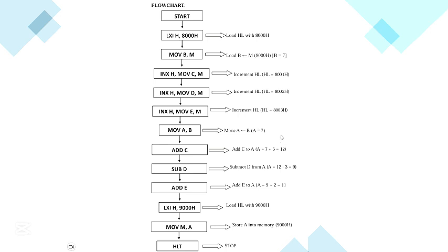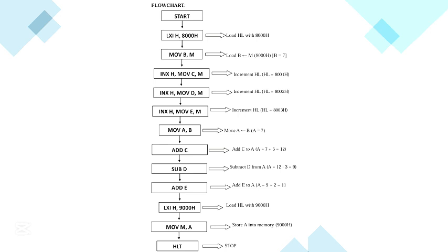Then increment HL, increase HL by 1. Now HL becomes 8002H, which is our third value. Then move M to D, which is the value of 3. Then increment HL, increase HL by 1. Now our HL will be 8003H. Then RE is equal to 2.